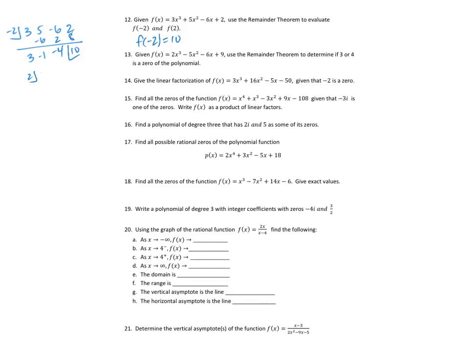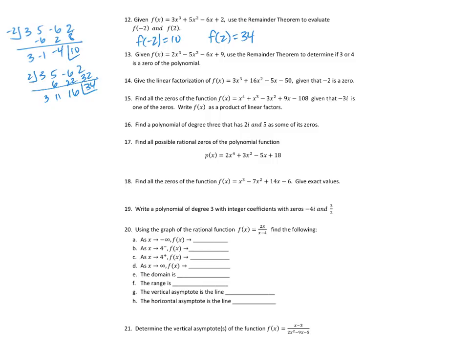And f of 2, okay, so I've got, bring down the 3, I get 6, 6 and 5 is 11, 11 and 2 is 22, then I get 16, 16 and 2 is 32, and then we get 34 as our answer. So f of 2 is 34. And you can check that by plugging in -2 and 2 in your calculator. But it asks you to use the remainder theorem, so we needed to do this long division thing.